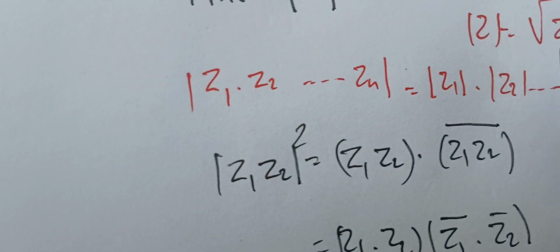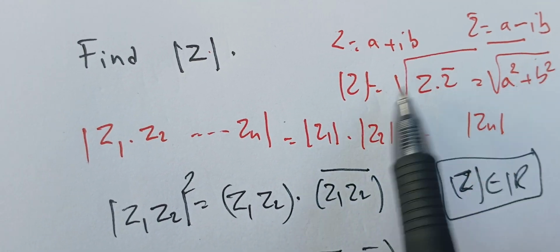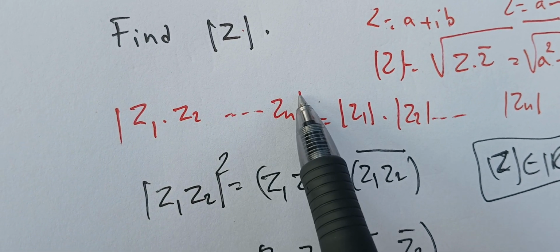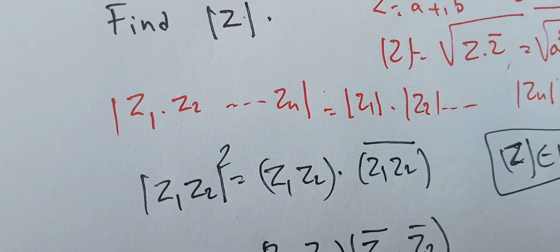Remember, the key idea here is the definition of the norm, and that the norm of the product is the product of the norms. Thank you very much.